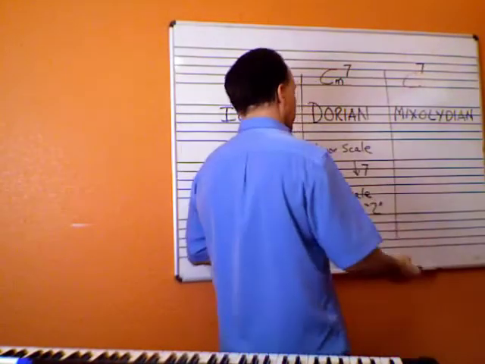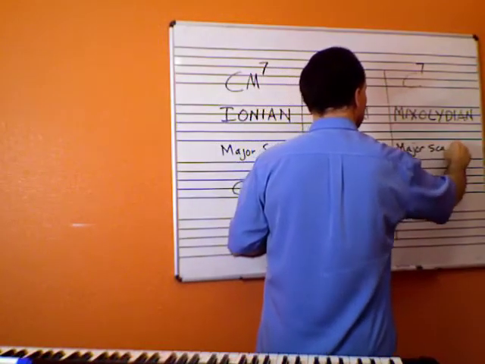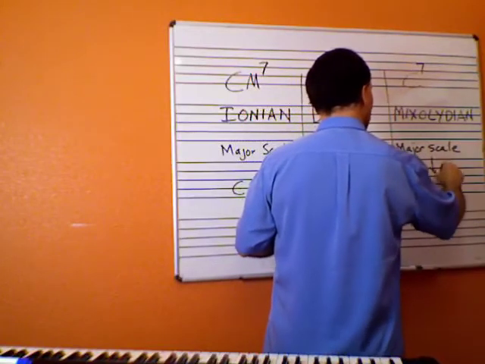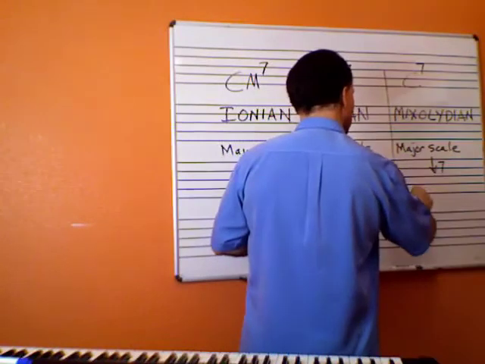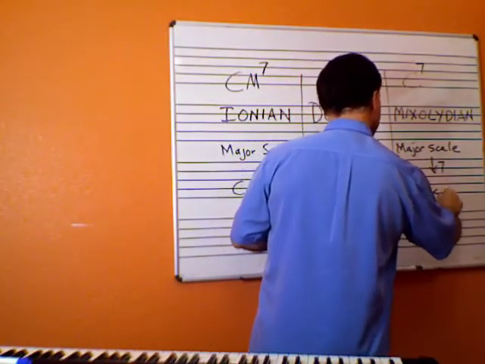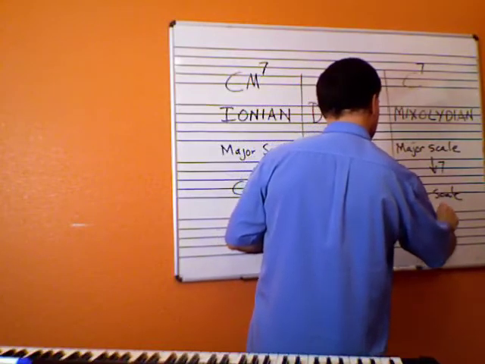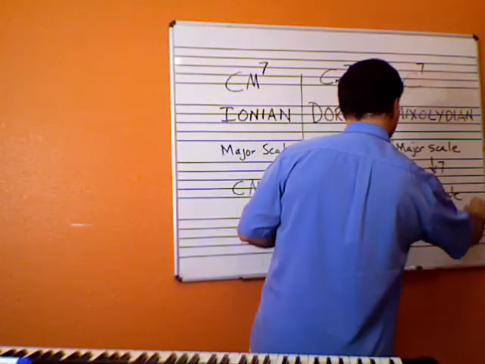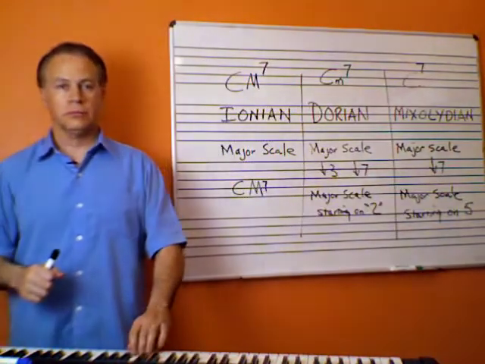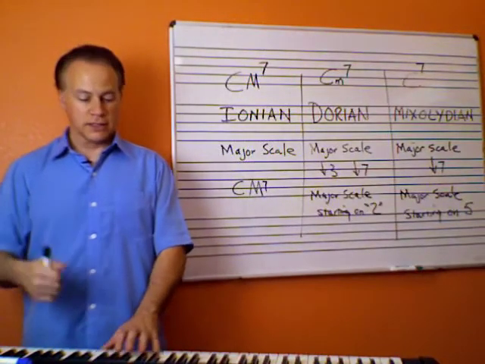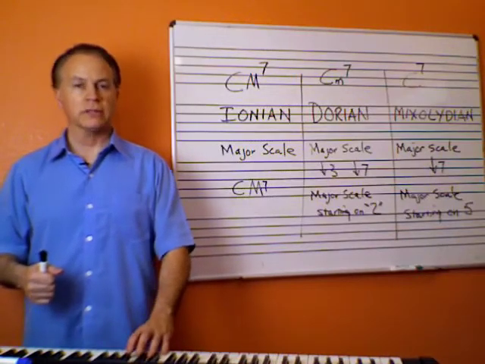A couple of ways of thinking about that one. Major scale with a lowered seventh only. And another way was major scale starting on 5. So C Ionian, C Dorian, and C Mixolydian.